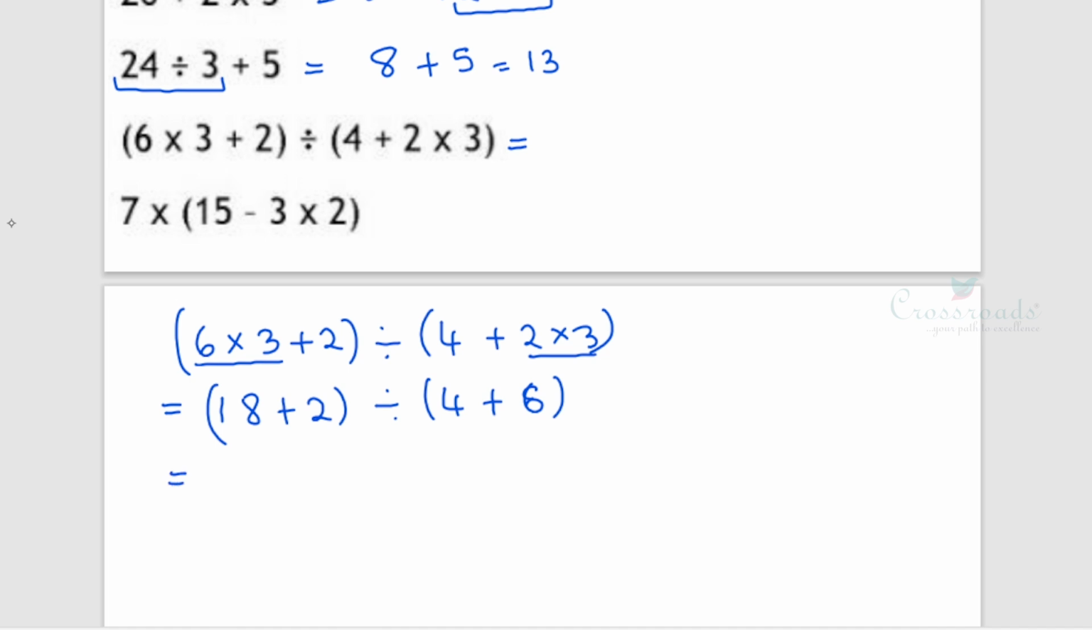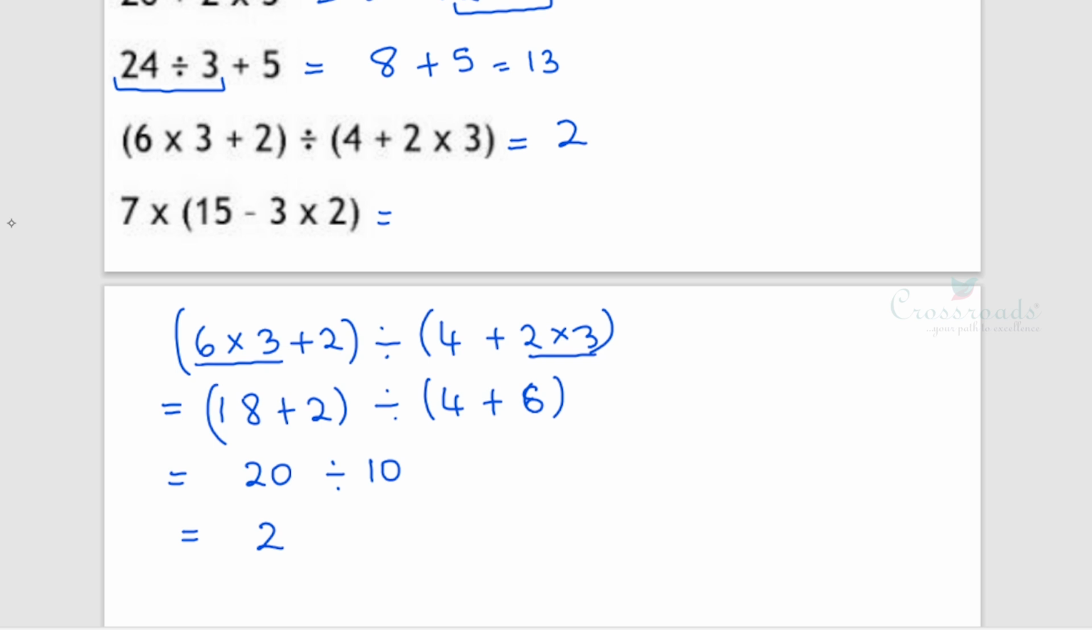So 18 plus 2 is nothing but 20. We can remove the brackets now. Divided by 4 plus 6 is 10. 20 divided by 10, the answer is 2. So the answer for this sum is 2.